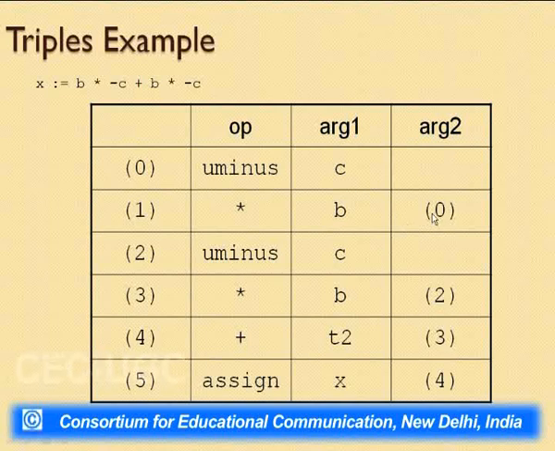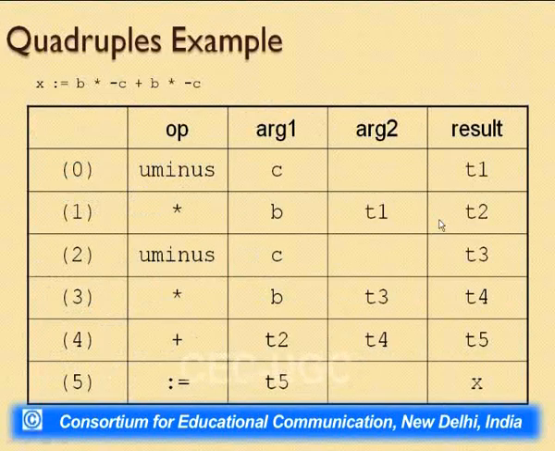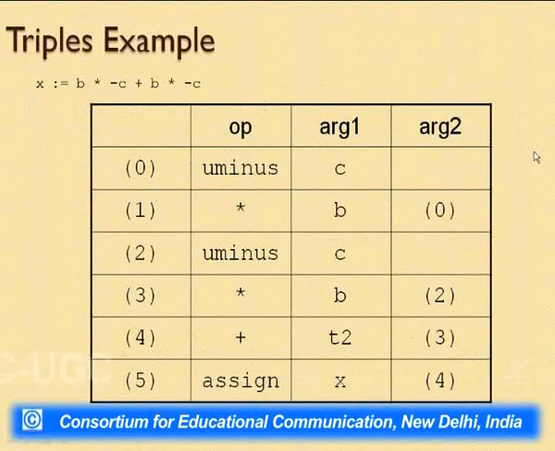In the earlier case, the argument 2 was T1, this T1 was stored and referred, but here we are not storing this result anywhere. So by saying 0, we are saying this is a pointer to the triple entry 0. So this has the same effect as star b minus c. Next statement, again minus c. Now this is being referred to by 2. So star b 2, that means a pointer to the triple entry 2.